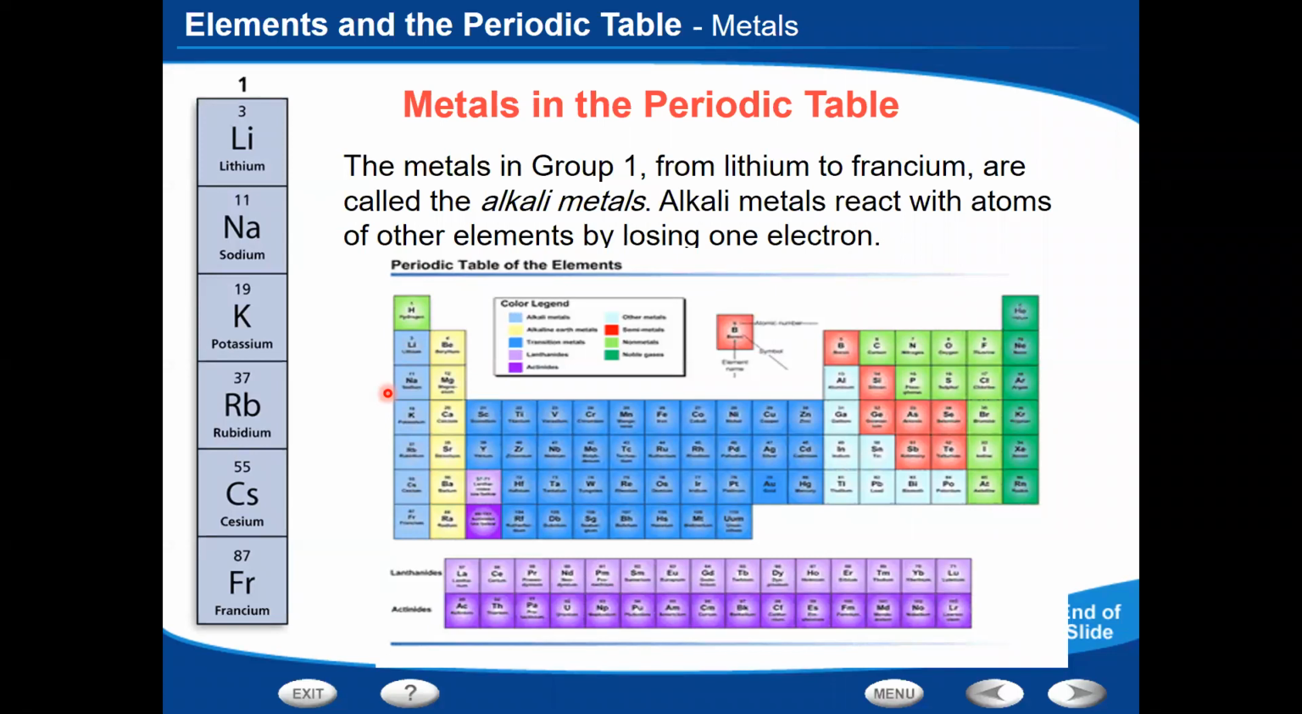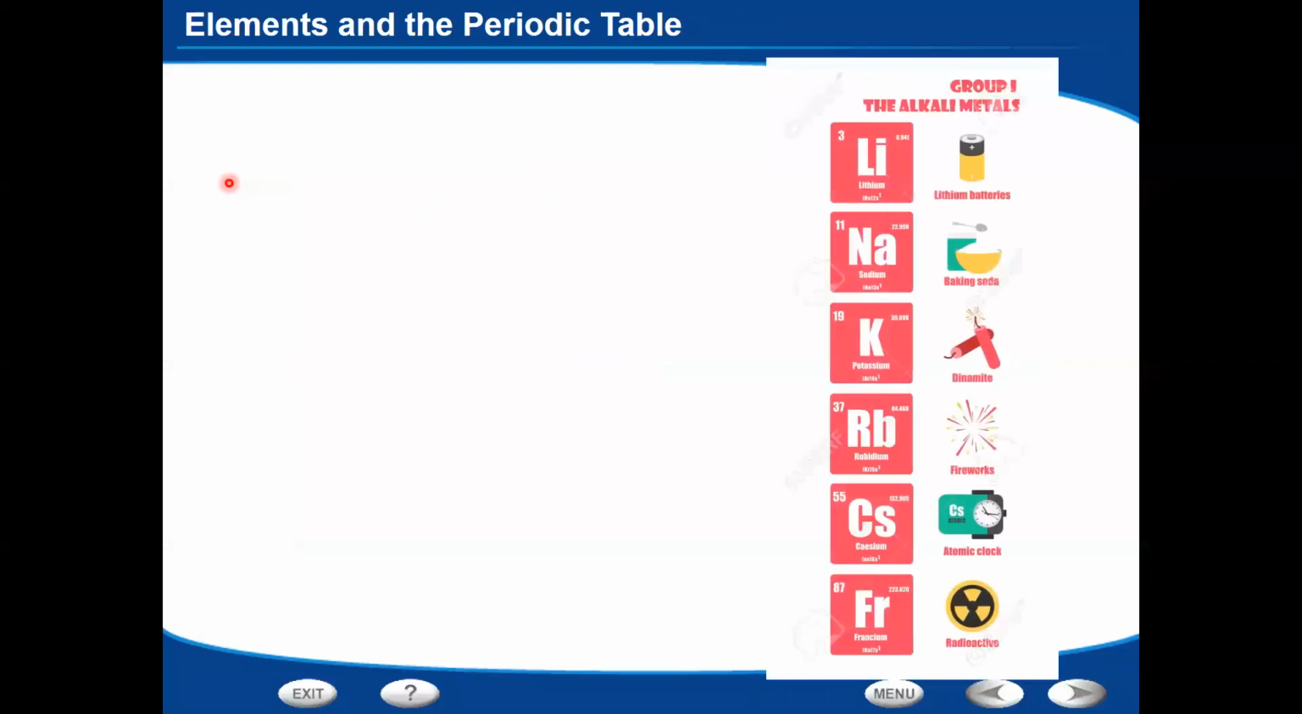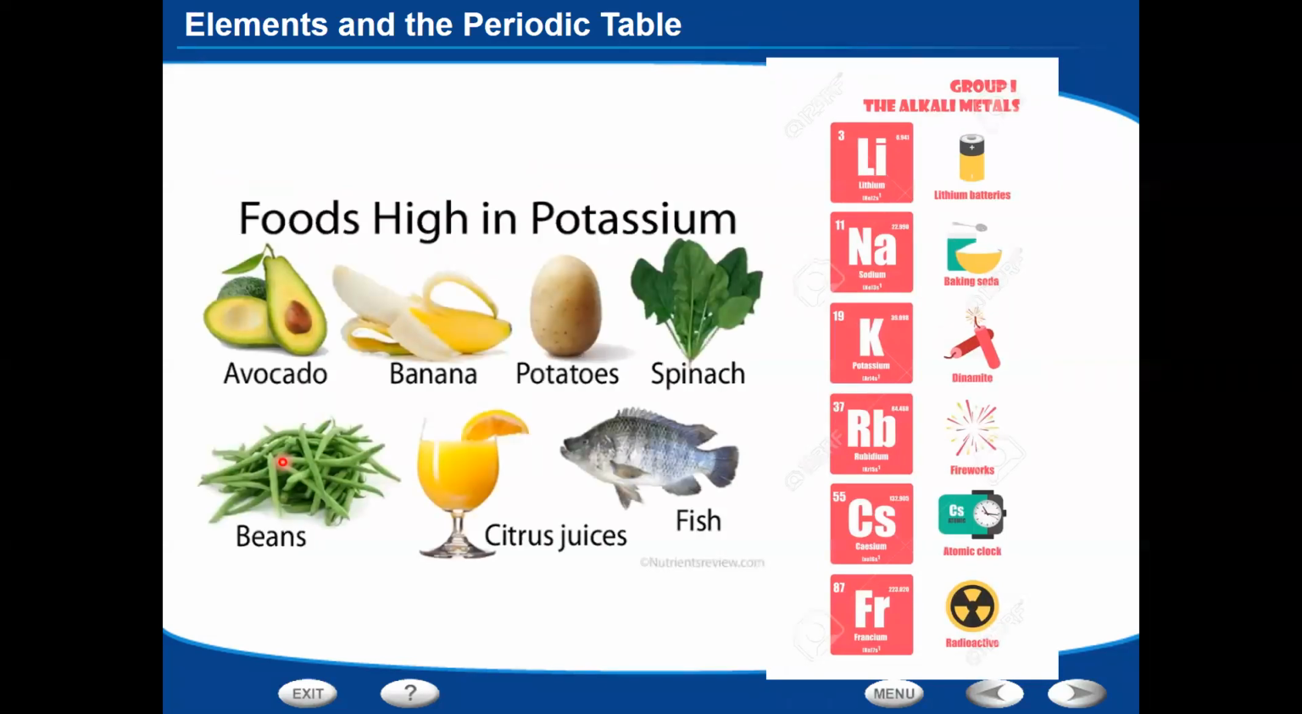What are the two important elements in group one? Sodium and potassium. Sodium first. Lithium, you can make batteries with it. Sodium makes salt, of course, and potassium is used to make fireworks. And we can get potassium, which is important for the body, from bananas, potatoes and some leafy vegetables. Okay, girls? So these are the main important elements in group one.